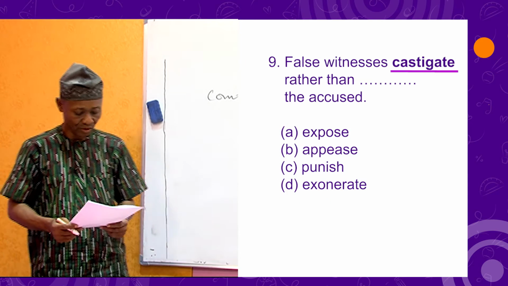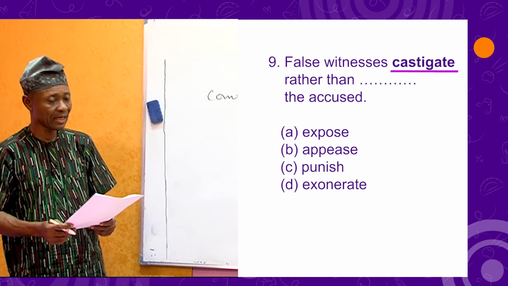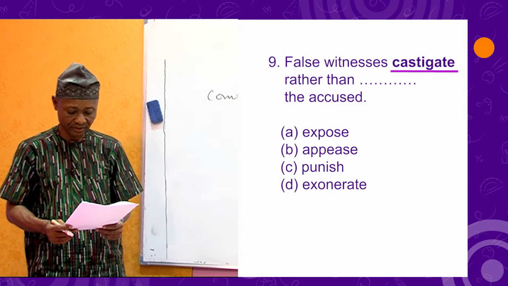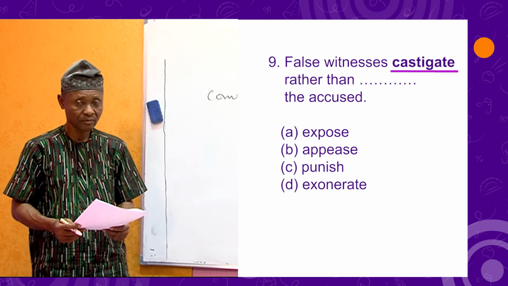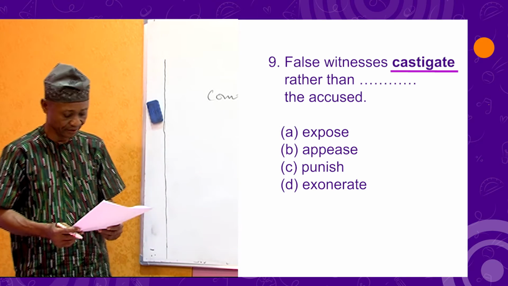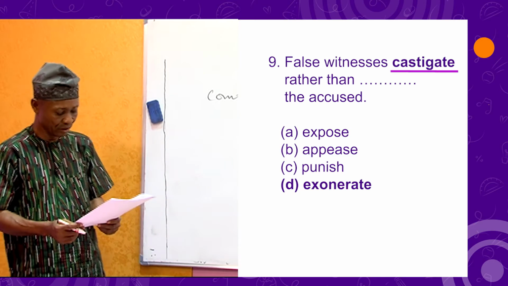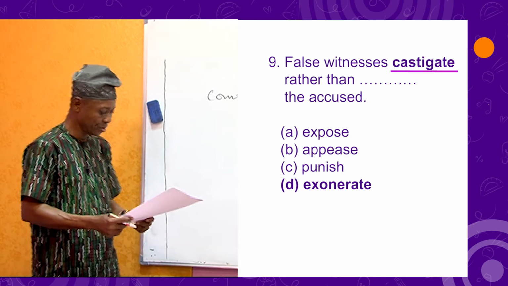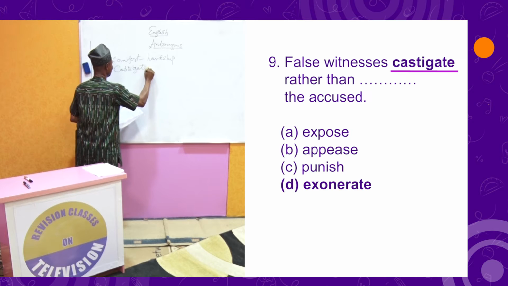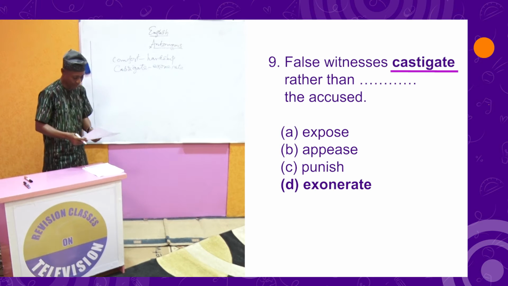Question number 9. False witnesses castigate rather than dash the accused. The underlined word in the sentence is castigate. And we have the following options: A, expose. B, appease. C, punish. D, exonerate. When you are blamed, when you are accused, the opposite will be exonerate, which is option D. So the opposite of castigate will be exonerate. That is to be set free.